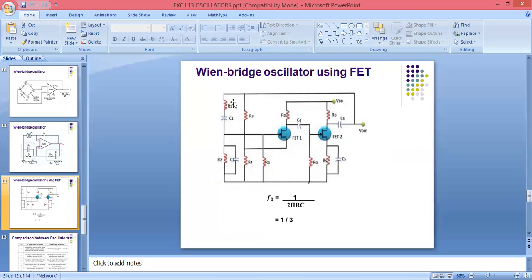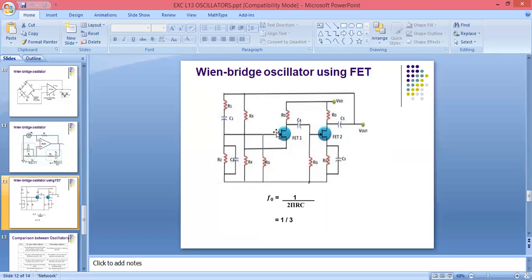and this is the Wien bridge, because here we are using R1 and C1 in series, R2 C2 in parallel, and two resistors that will be here R3 and R4, and we are taking this as an input from the output, connected from here, and we are giving that feedback as an input to the oscillator. So this is the Wien bridge oscillator.